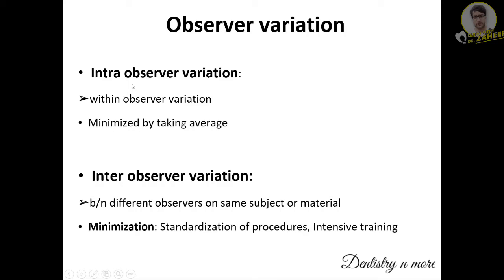Intra means within the same person, the same observer. If I am doing the examination, I should do it 2 or 3 times so that I can minimize the error by taking the average. Whereas inter-observer is a little more complicated because there are 2 people involved. So proper training, intensive training or standardization of procedures only can minimize the error, because both persons have to record the result accurately and consistently. So we need to train the examiners very well, or we need to standardize the procedure.